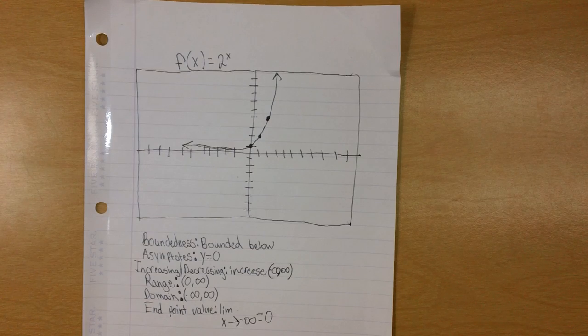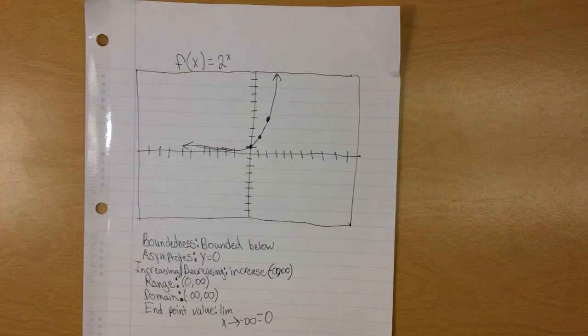The end behavior is the limit as x goes to negative infinity equals 0. The limit as x goes to infinity equals infinity.